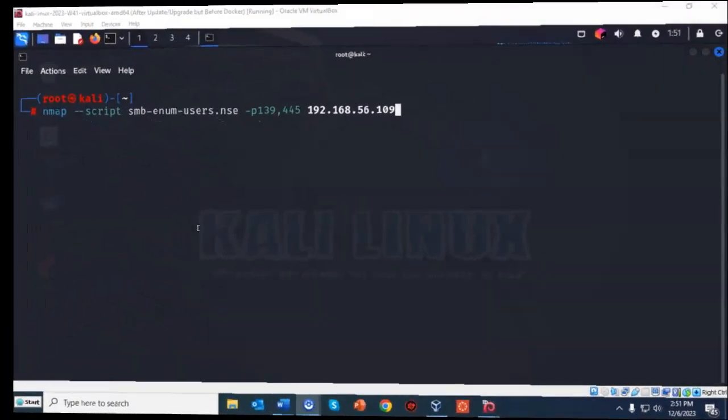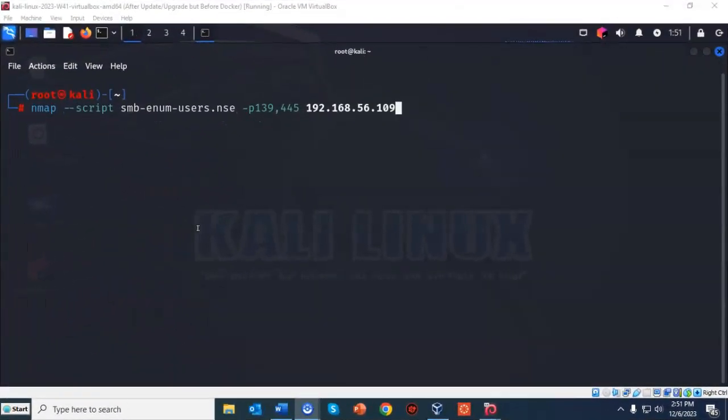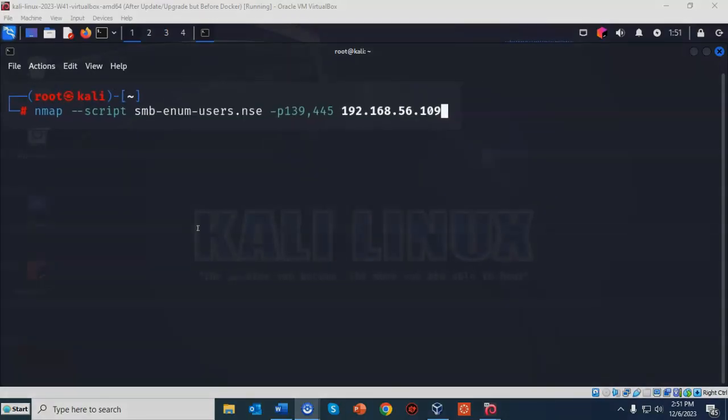Nmap also comes with a very powerful scripting engine, and there are literally hundreds, if not thousands, of scripts that we can go out on the internet and find that have been created for Nmap. They're very easy to get a hold of, and some of these scripts are going to be able to help us enumerate some of this low-hanging fruit that we're currently encountering on our target, and that includes SMB.